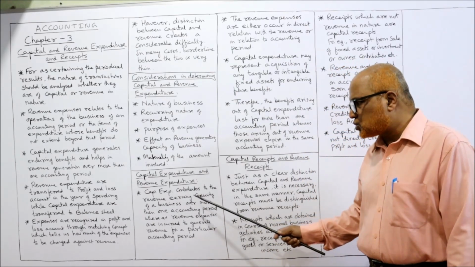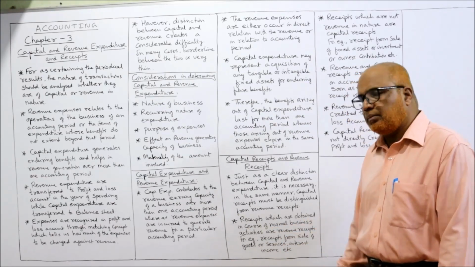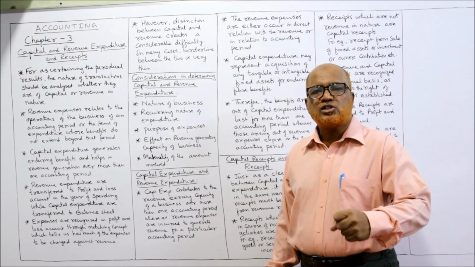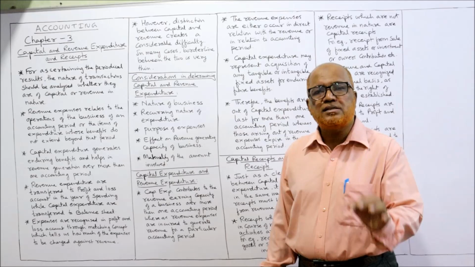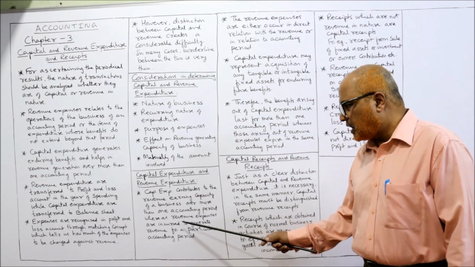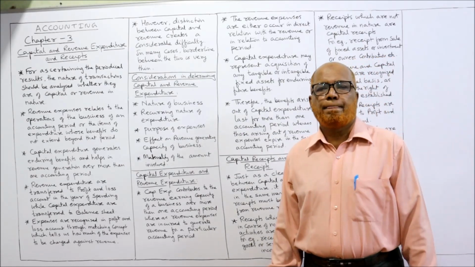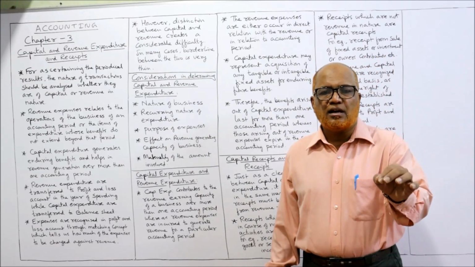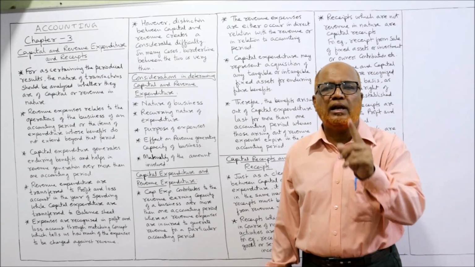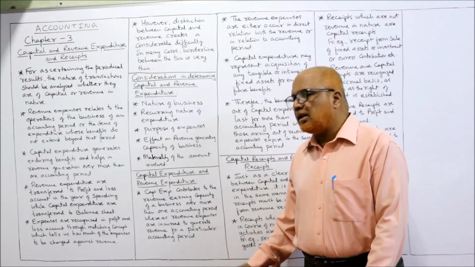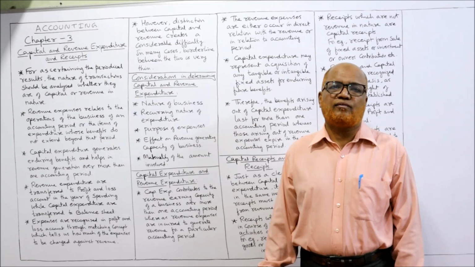Now, a few examples of capital expenditure and revenue expenditure. Capital expenditure contributes to the revenue earning capacity of a business over more than one accounting period. So whenever an expenditure is incurred whose benefit will accrue for more than one year, it's a capital expenditure. Whereas revenue expenditure is incurred to generate revenue for a particular accounting period, only one accounting period. Whereas capital expenditure will increase the earning capacity over a long period of time.